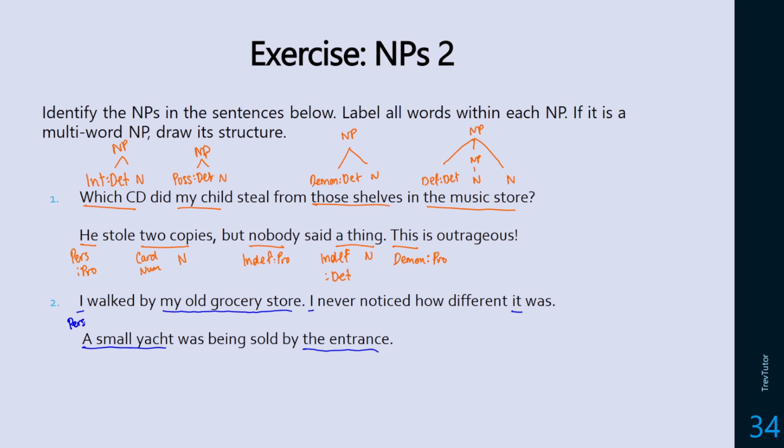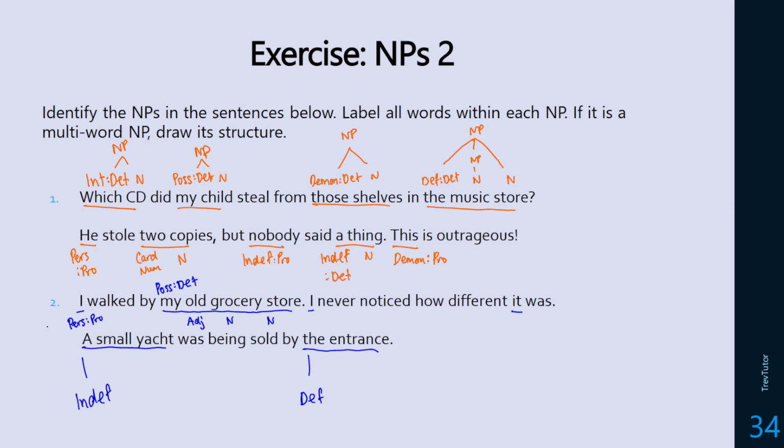I, it, and I again are all going to be personal pronouns, so I'm not going to label I and it. Old is going to be an adjective. Grocery is going to be a noun, and store is going to be a noun. Old grocery store versus grocery old store. Grocery old store is weird, so we want grocery to be a noun there. And my is going to be a possessive, but it's acting as a determiner in this case because it's introducing the noun store. In the case of a small yacht, I think you're pretty good with these other ones. We're looking at the indefinite determiner, and here we're looking at the definite determiner.